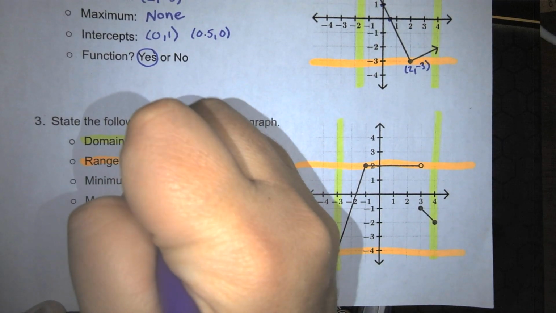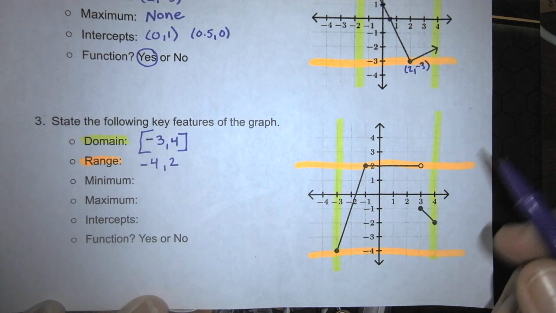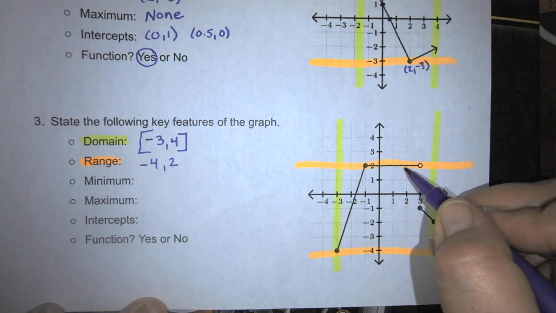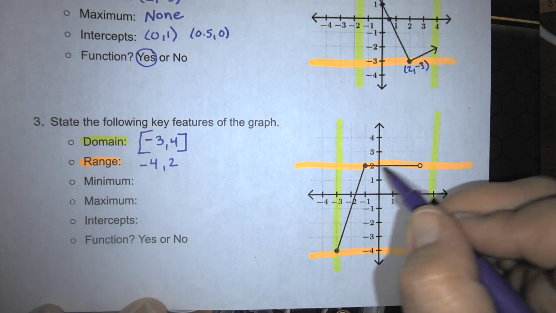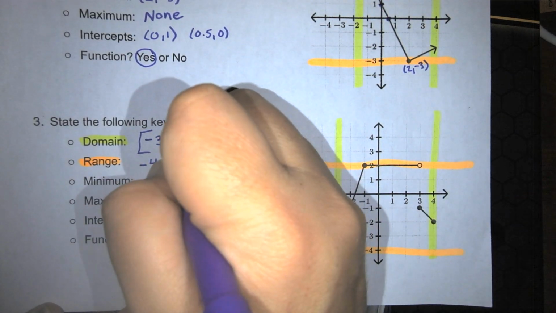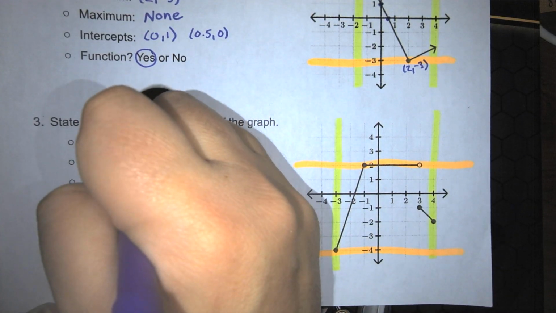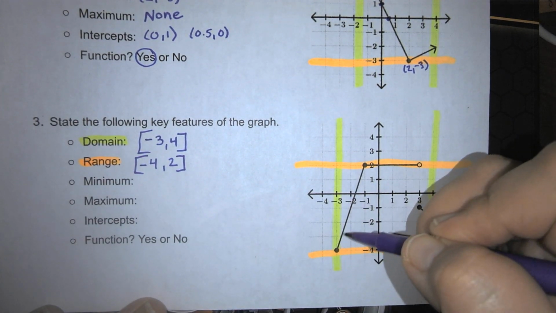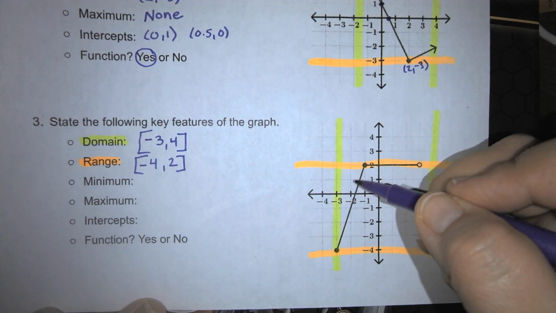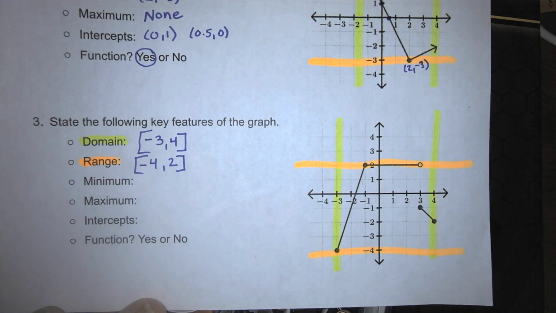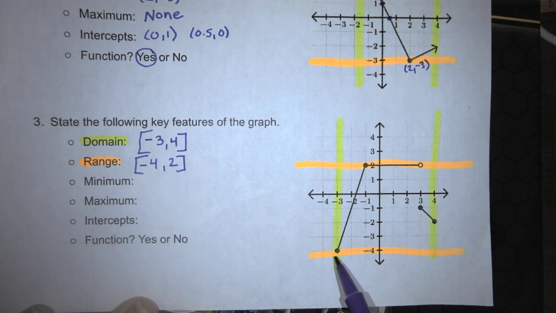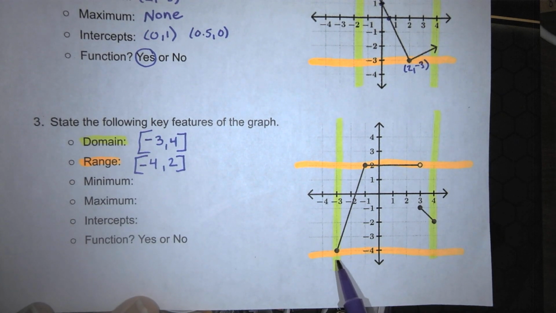So from -4 to 2, and -4 has a filled-in dot, 2 has a filled-in dot, it has a lot of points going along this way, whole numbers and decimals, so I'm going to include everything from one to the other. So not only does it have -4, -3, -2, -1, but it has all of the decimals in between from -4 to 2 as well. For our minimum, we look for our lowest point. Well, that's this one I have right here, which would be -3, -4.